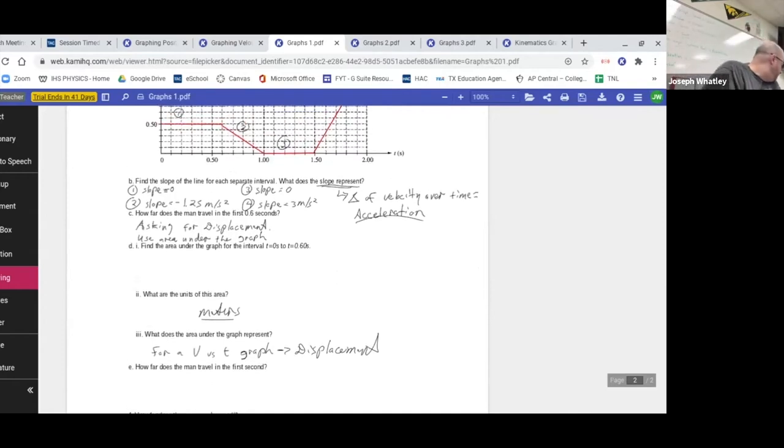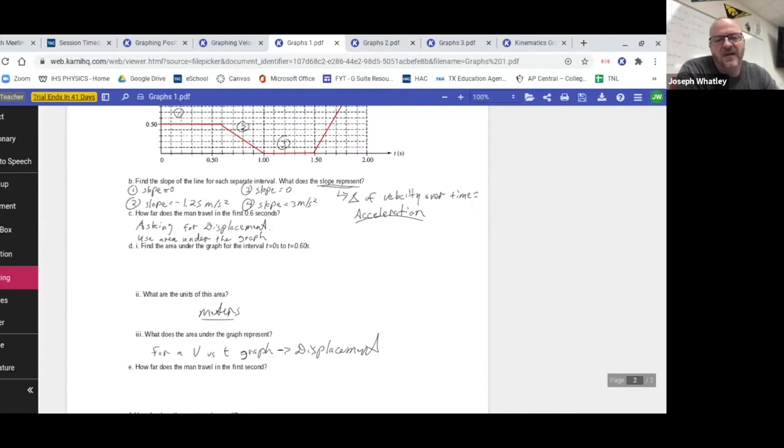Let's see, what do we have? E, how far does the man travel in the first second? Now we're looking at the area under the graph all the way to the first second. Well, we've already calculated for the first 0.6 seconds. Now we need to calculate from 0.6 to 1 second and add those together. From 0.6 to 1 second, the area under the graph, the shape is a triangle. Before 0.6 seconds, the area under the graph is a rectangle.